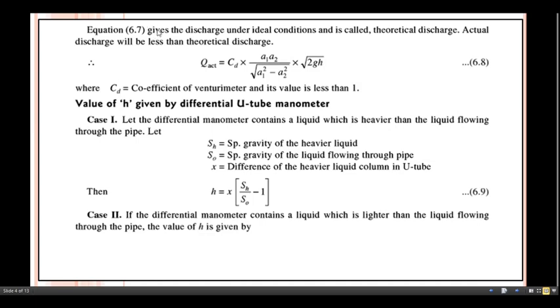The previous equation gives the discharge under ideal conditions and is called the theoretical discharge, but in the actual case, the actual discharge is always less than the theoretical discharge. For that we say CD is the coefficient of the Venturimeter, and its value must be less than 1. So the actual discharge value is less than the theoretical value. That's why the CD is multiplied, and the value of this CD is always less than 1.